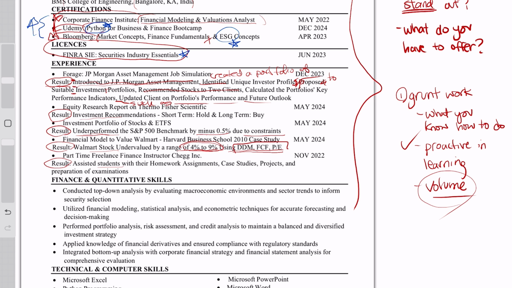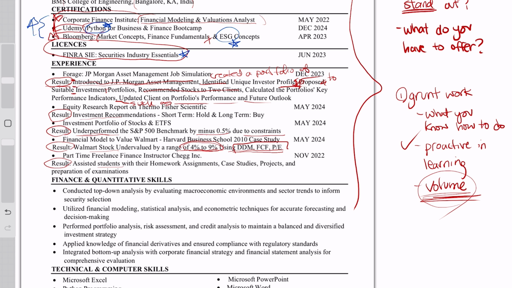To me, as a hiring manager, that shows that you're not just talking fluff, but that you are a critical thinker. Showing that you did many profiles, that shows me volume as well. Now, equity research report on Thermo Fisher Scientific. This goes against volume again. So we want to show that you've done many equity research reports, not just on Thermo.